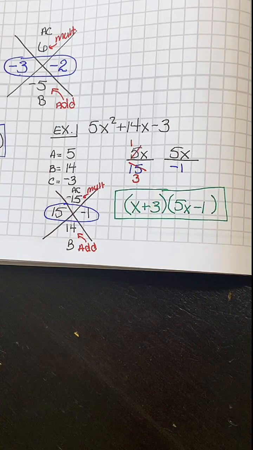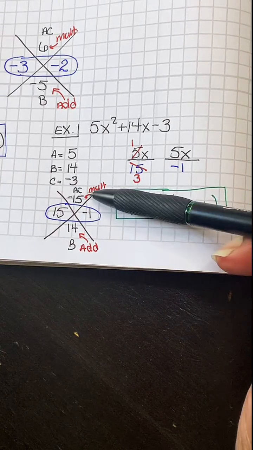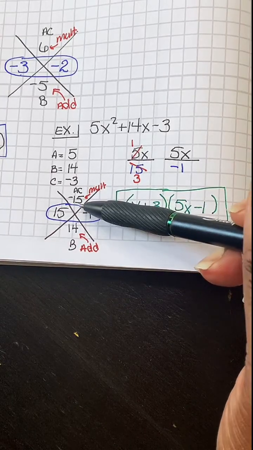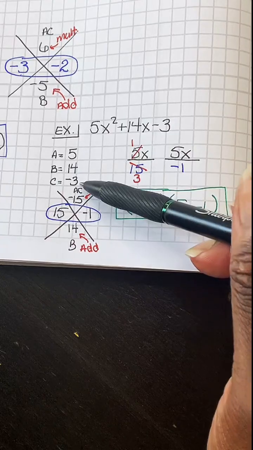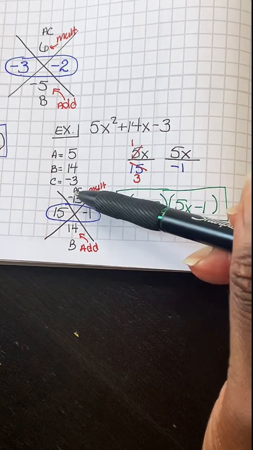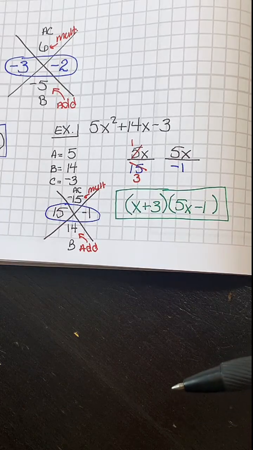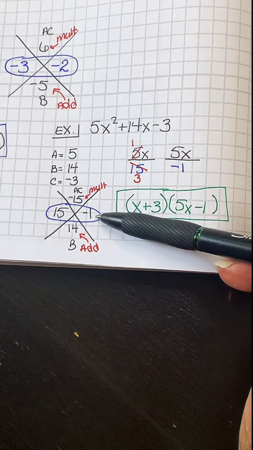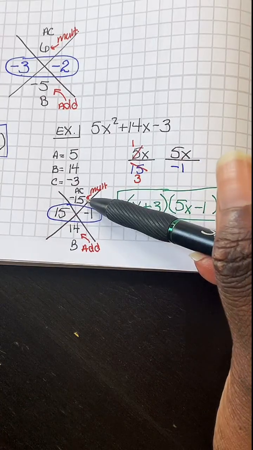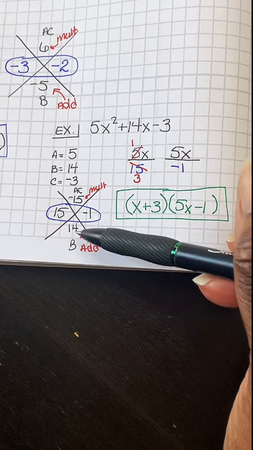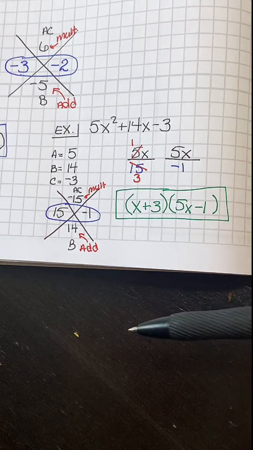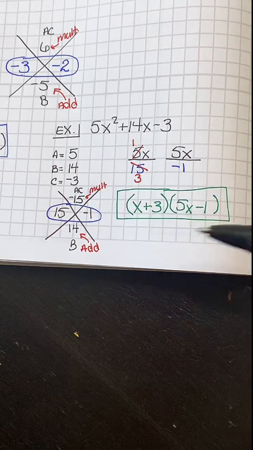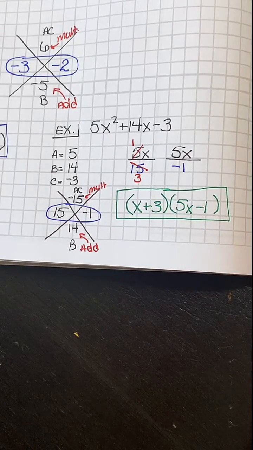Okay, so we have to get what two numbers multiplied together to give me the -15. Because AC is 5 times -3. AC means A multiplied by C. So then we had to figure out what factors multiply together to give me -15 and add together to give me 14. Okay. Multiply 5 times -3. That's how we got the -15.